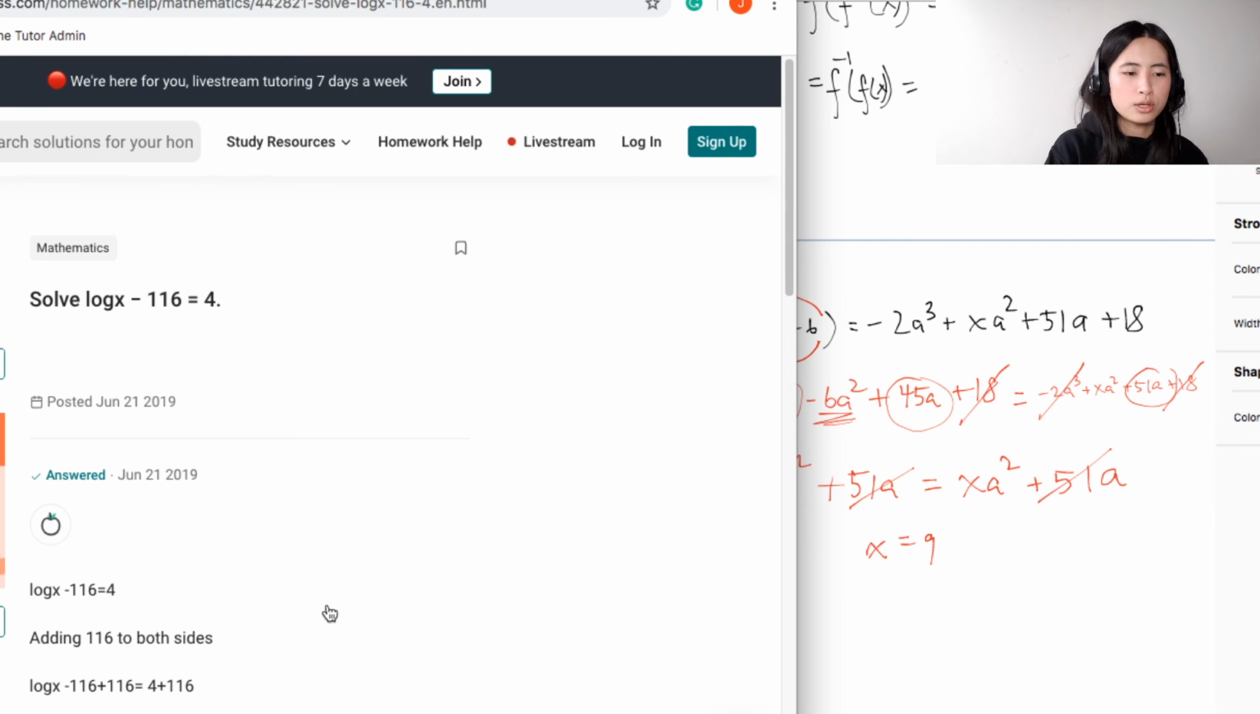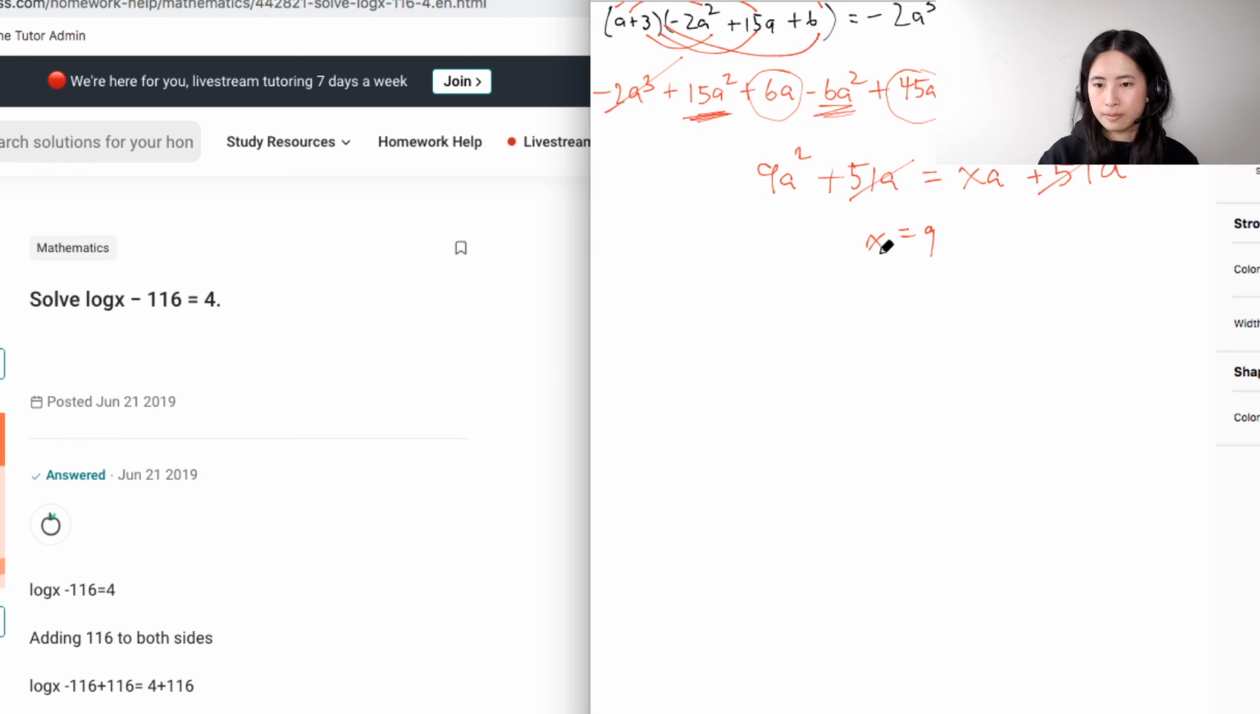So now let's move on to logarithms. So here we need to solve log of x minus 116 is equal to 4. Okay, so what I'm doing right now is I have this x over here, and this is negative 116, and this is equal to 4. Okay, so there is a difference when your base is x as opposed to x minus 116, right? And they didn't really specify that in that question.